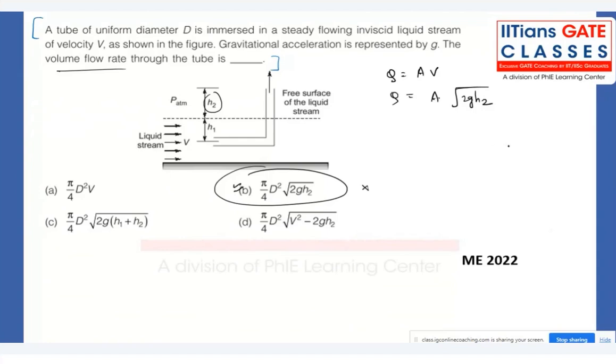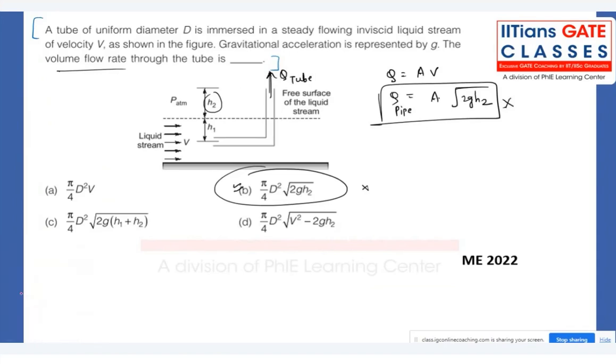Hello. All of you are understanding my point, what I'm saying. This is not the pitot tube. They are asking what is the volume flow rate through this tube. They are asking through this particular tube. They are not asking the volume flow rate through this particular pipe. Even if they are asking for the pipe, that is not the answer.